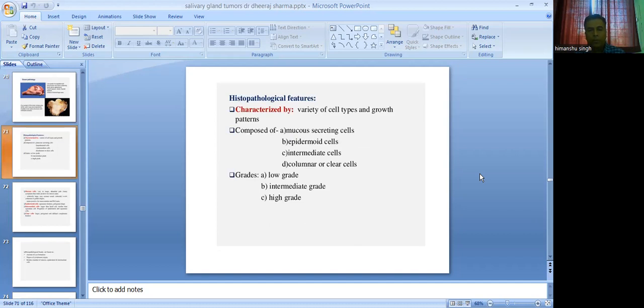Now coming to the histopathological features, it is usually characterized by a variety of cell types and growth patterns. Four types of cells are commonly seen, or the tumor is composed of four types of cells. First is mucosecreting cells, then we have intermediate cells, epidermoid cells, and then we have the clear cells or the columnar cells. Mucoepidermoid carcinoma is of three grades: low grade, intermediate grade, and high grade.